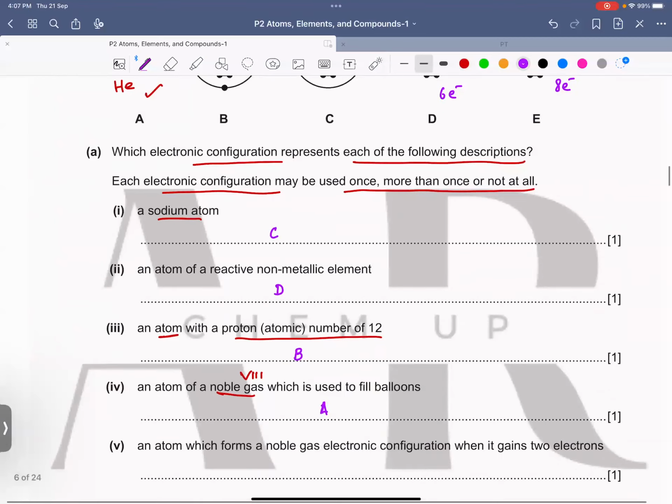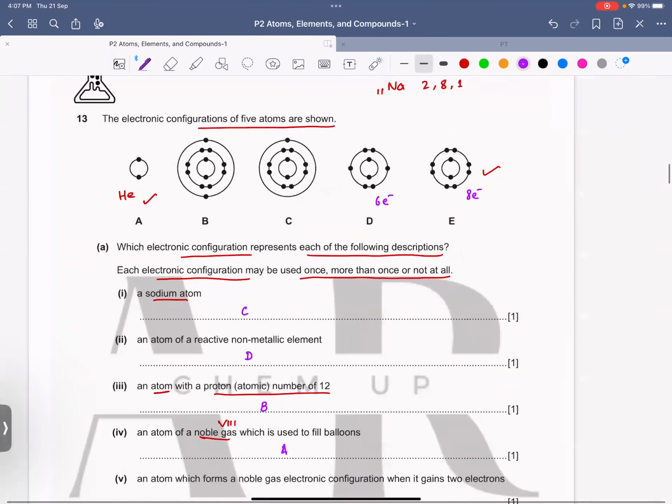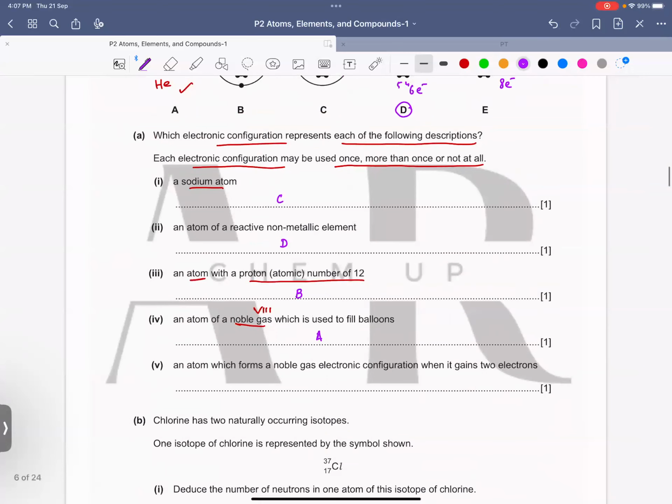An atom which forms a noble gas electronic configuration when it gains 2 electrons. So can you tell me which atom it is going to be when it gains 2 electrons? It has 8 electrons. It has a noble gas electronic configuration. B. D, right? Because see, in D there are how many electrons? 6 electrons are there, and if it gains 2 more, its outermost shell has 8 electrons. So D could be the answer. Is this clear?